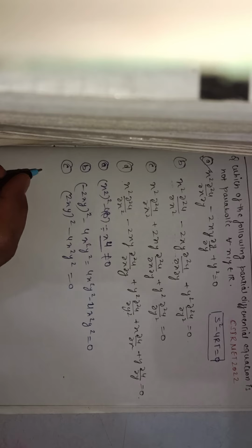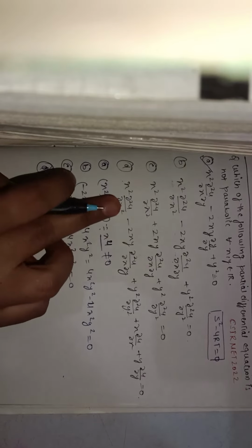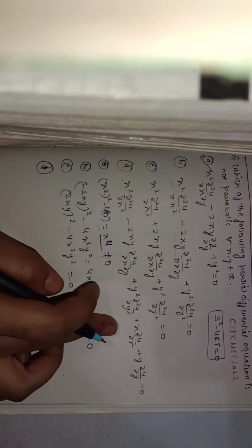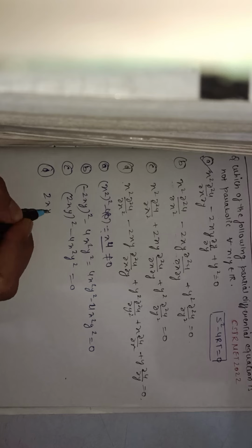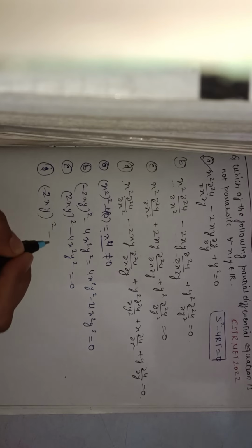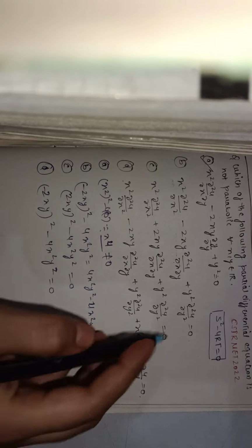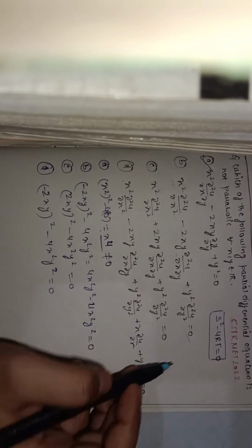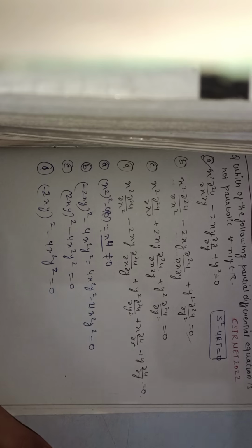Now the fourth option. Here s square is this, y square, and same as this also, minus 2xy square minus 4x square y square is equal to 0. So here the second, third and fourth, all three are parabolic and only option A is non-parabolic. So option A is correct. So this is the solution of this question.